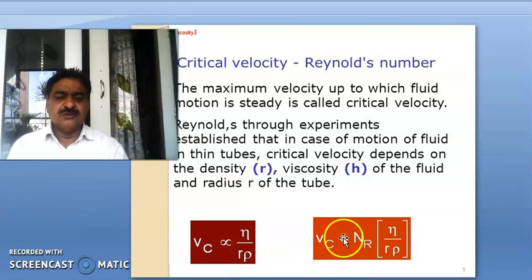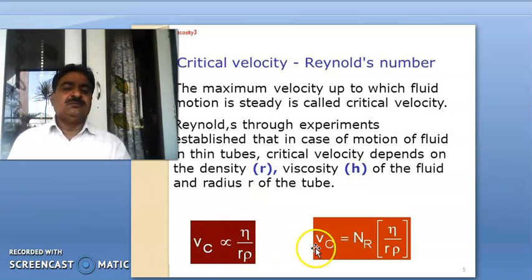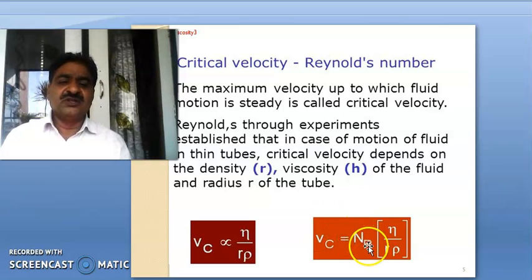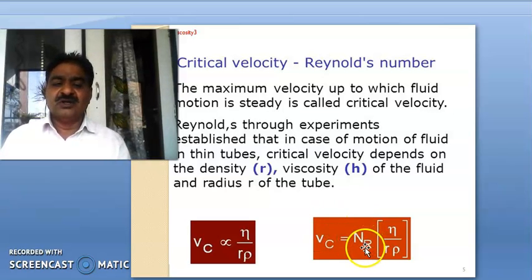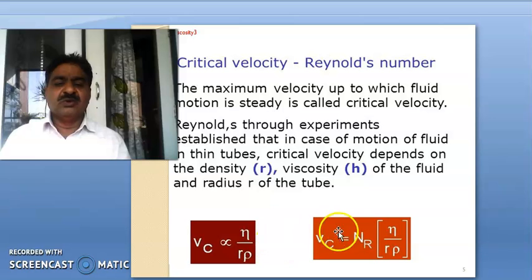If the proportionality sign is removed, we obtain a constant of proportionality, which we call the Reynolds number. Critical velocity is equal to the Reynolds number times eta upon the product of R and density. So remember this relation of the critical velocity in terms of the Reynolds number.